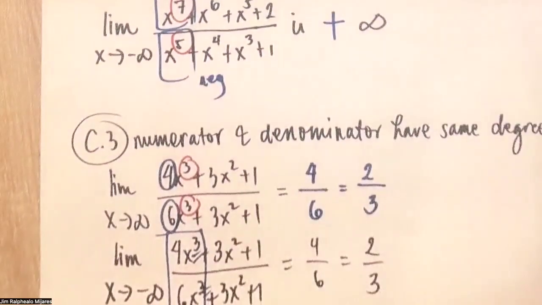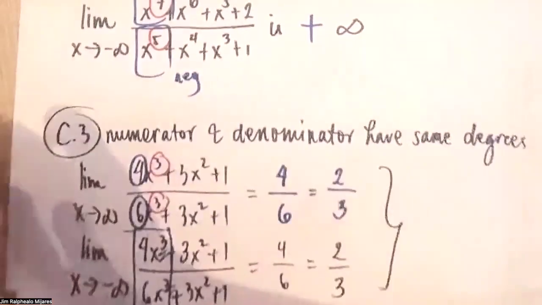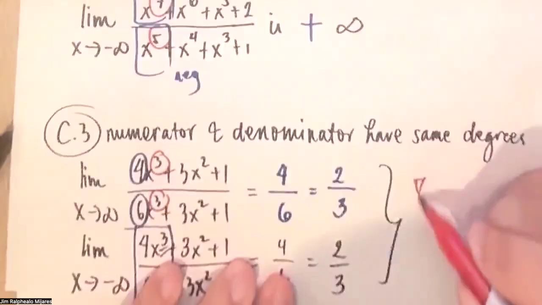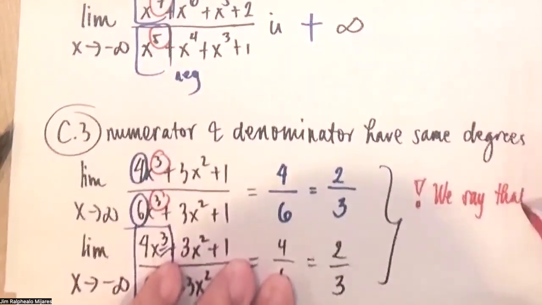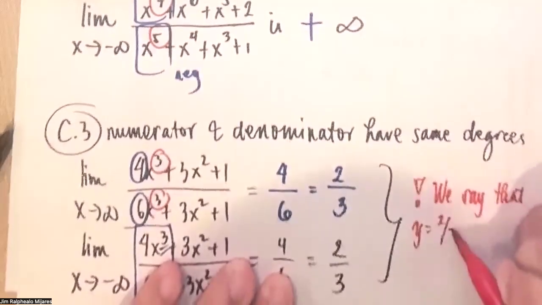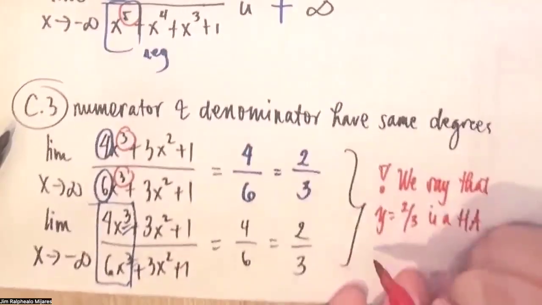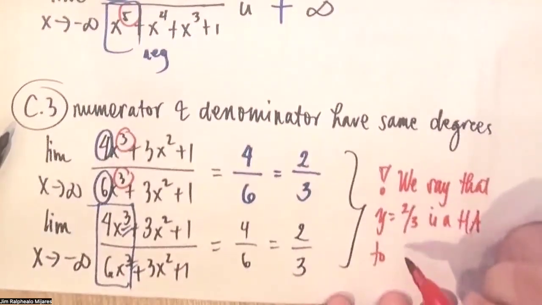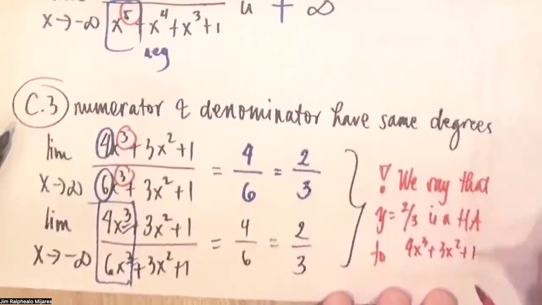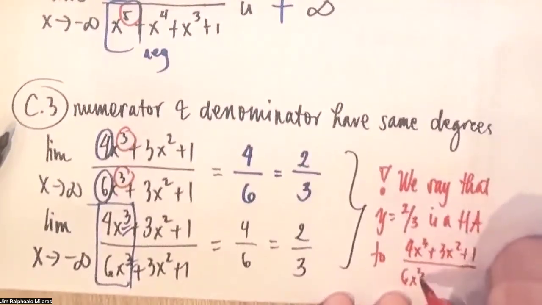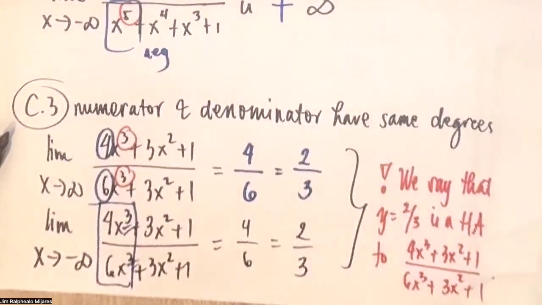Similar to here, we say that y equals 2/3 is a horizontal asymptote to 4x cubed plus 3x squared plus 1 all over 6x cubed plus 3x squared plus 1. Okay?